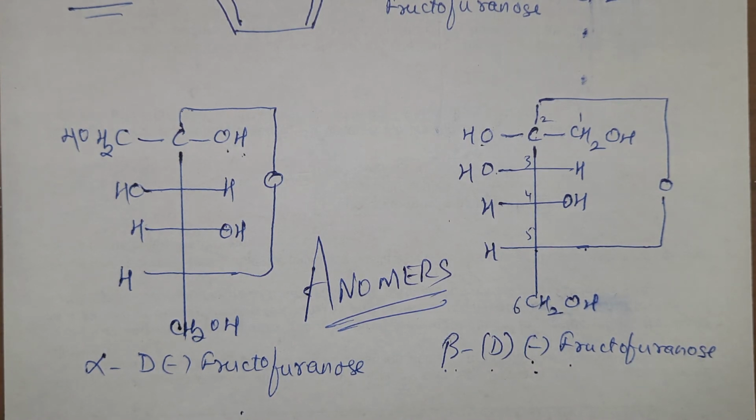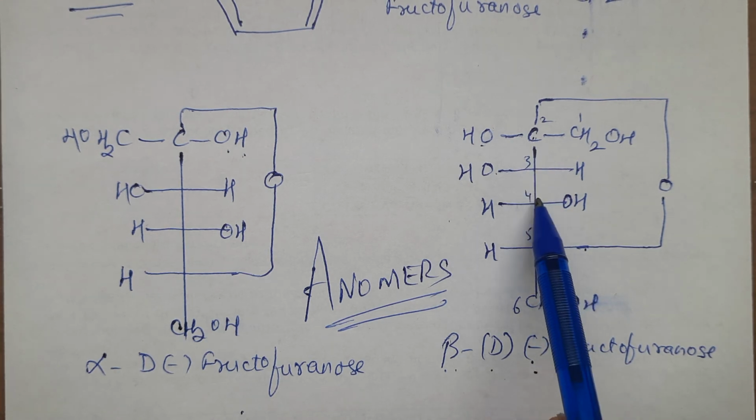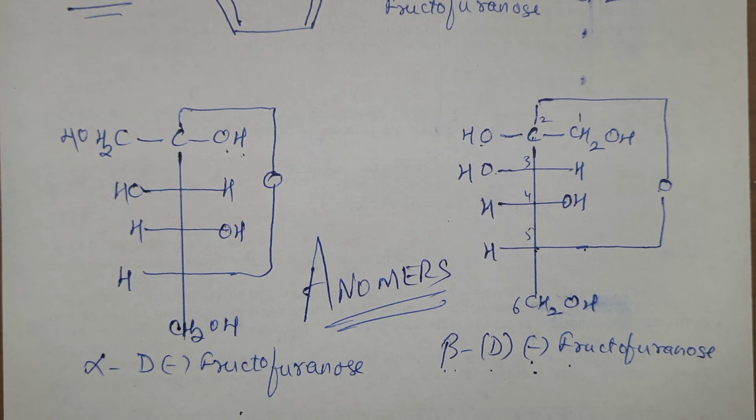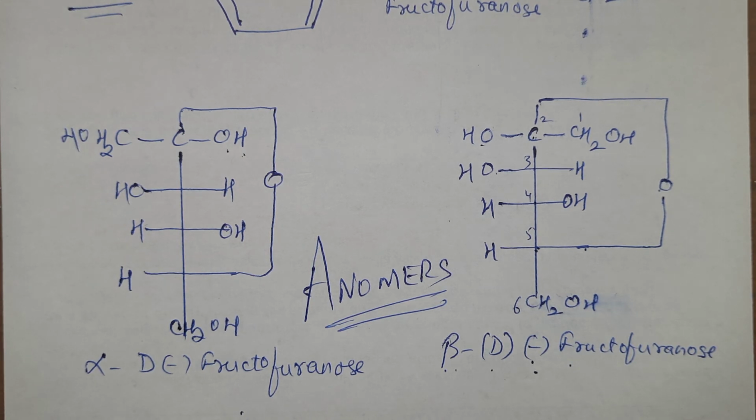And this is Fischer projection formula only, but the cyclic way of showing the structure. Right? Now we will show Haworth's structure for it. So we can say, children, fructose is a 5-membered ring. It's having a 5-membered ring. How 5-membered ring? 1, 2, 3, 4, and the fifth atom is oxygen.